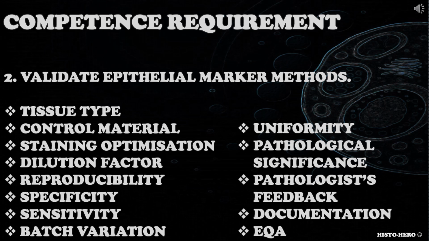When addressing this competence requirement, candidate could consider tissue type expressing epithelial markers, control material, staining optimization, dilution factor, staining reproducibility, specificity and sensitivity, possible batch variation, pathologic significance, pathologist's feedback, relevant documentation and EQA schemes available.